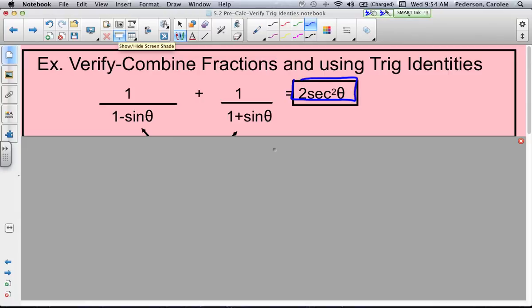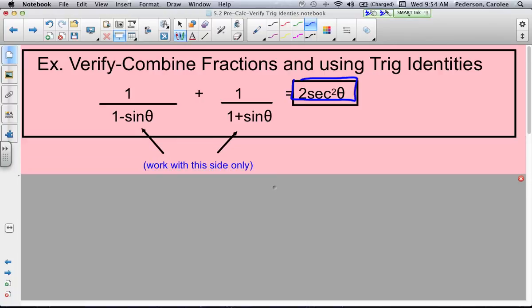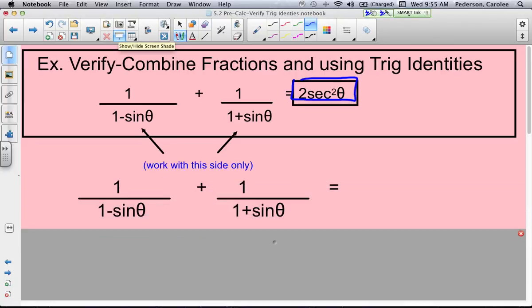So if I were to combine these two fractions together as they are, is it possible right now? Yep, we got to find that least common denominator. So we're going to work with the left-hand side and combine the two fractions together. So what is going to be the least common denominator? The whole thing, both pieces, right? So our LCD is the 1 minus the sine of theta and 1 plus the sine of theta. There's nothing in common with either piece of the fraction.